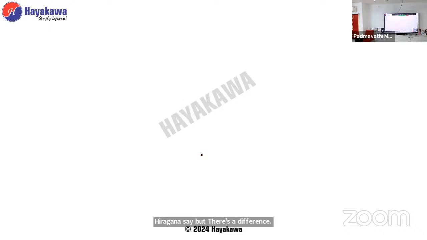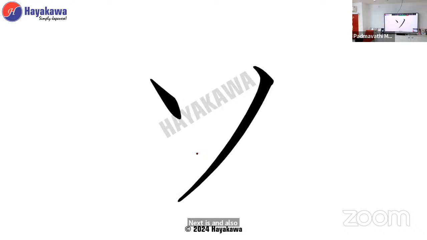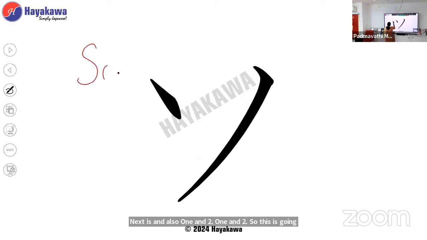Next is so, 1 and 2. So also we are going to compare it with hiragana so. Do you remember the hiragana so?